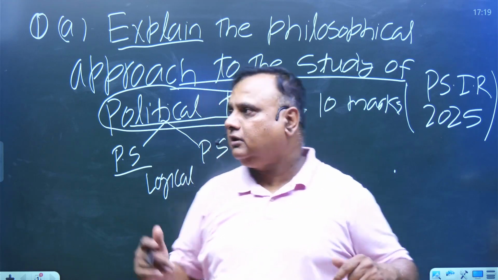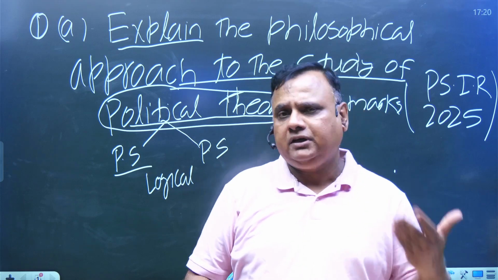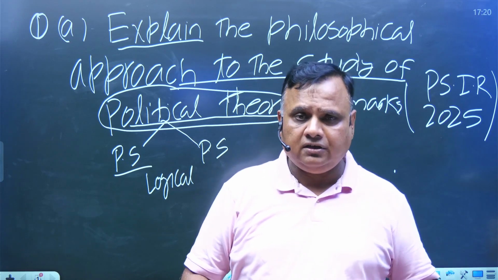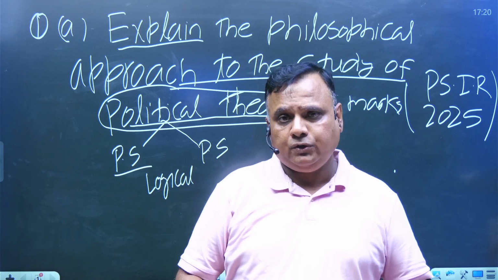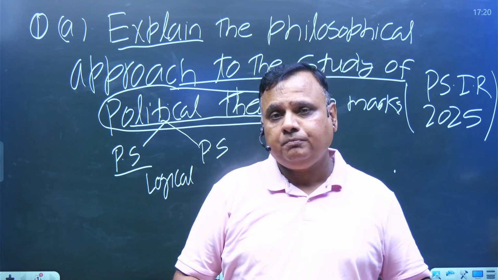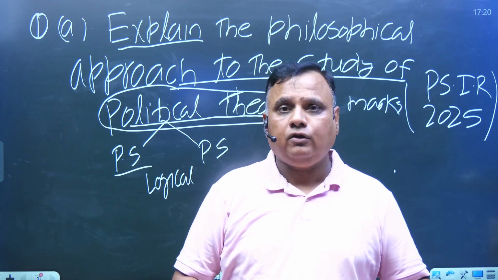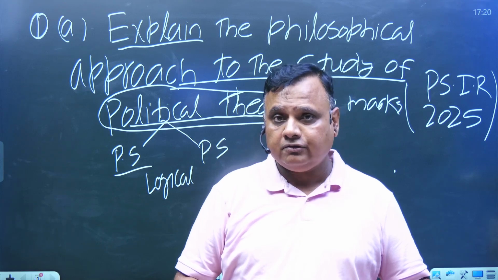So, the philosophical approach in political theory. First and foremost is the state. What should be the state? What should be the government? What should be the laws? There should be good governance. Plato talked about the philosopher king, rule of wisdom. And in the philosophical approach, what is the good life? How does the state contribute to the good life? How do laws ensure the good life?